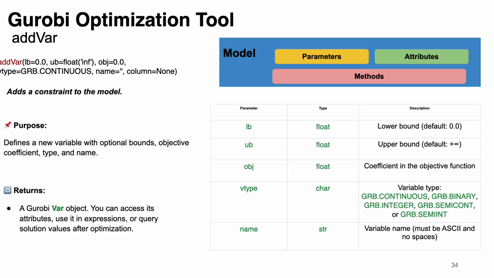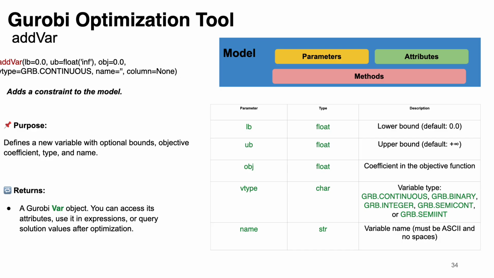To clarify exactly what those parameters do, let's break them down. LB and UB set the lower and upper bounds. If you don't specify them, Gurobi automatically assumes a lower bound of 0 and an infinite upper bound. OBJ defines the variable's coefficient in the objective function. VType determines the mathematical nature of the variable, whether it is continuous, binary, or integer. Finally, name assigns an ASCII string label.